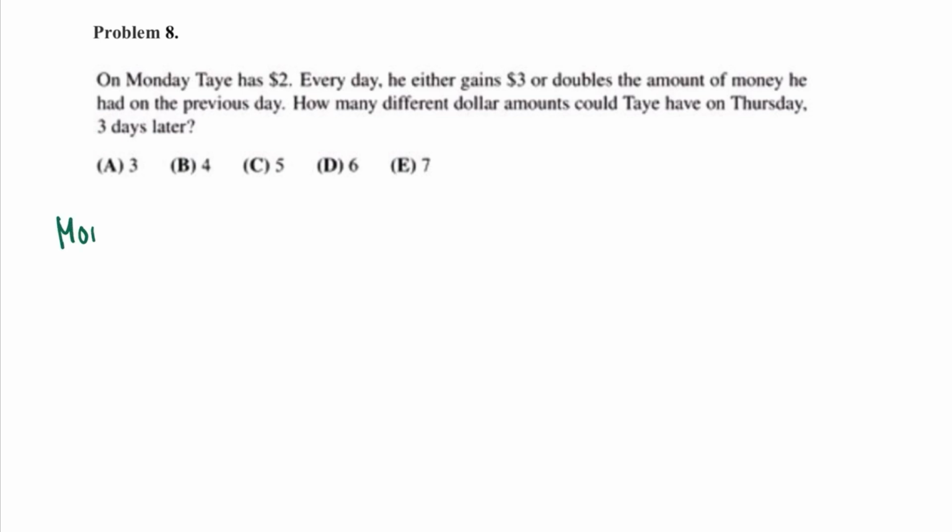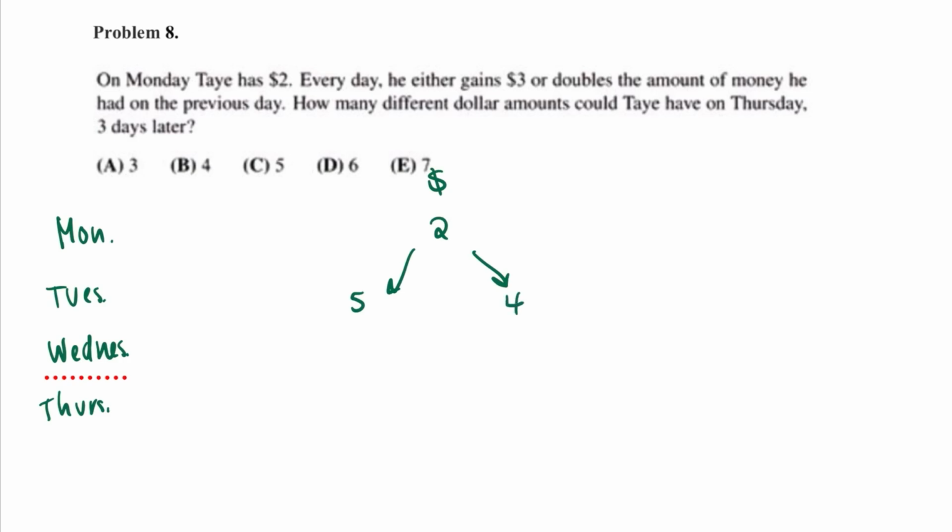So this is Monday, Tuesday, Wednesday, and Thursday. So he starts with $2. On Tuesday, he could either have $5 or he could double the amount of money he had and get $4. On Wednesday, he could either gain $3 and get $8 or double his money and get $10. If he started with $4 on Tuesday, he could get $7 for Wednesday or $8.